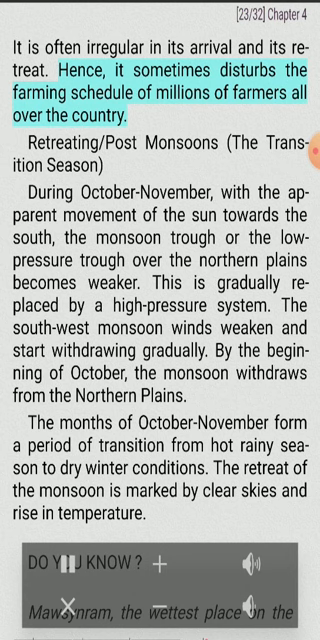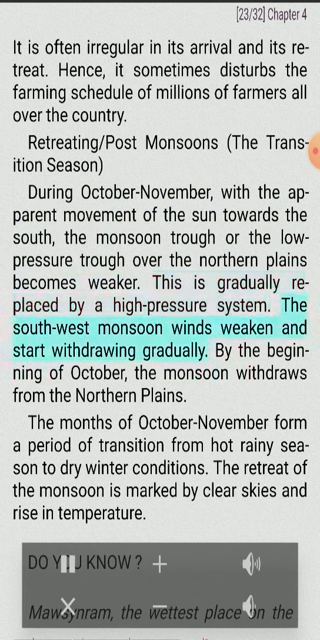Hence, it sometimes disturbs the farming schedule of millions of farmers all over the country. Retreating, post-monsoons, the transition season. During October-November, with the apparent movement of the sun towards the south, the monsoon trough or the low-pressure trough over the northern plains becomes weaker. This is gradually replaced by a high-pressure system.